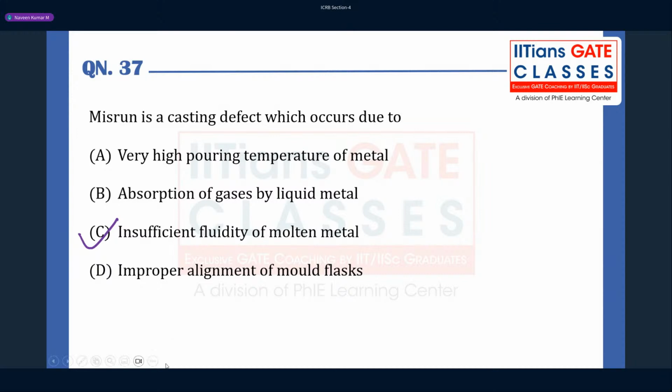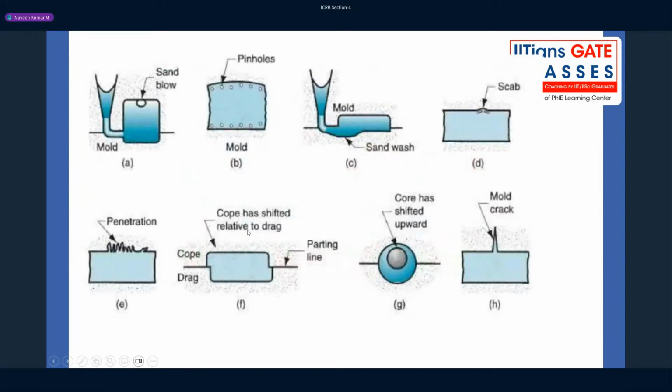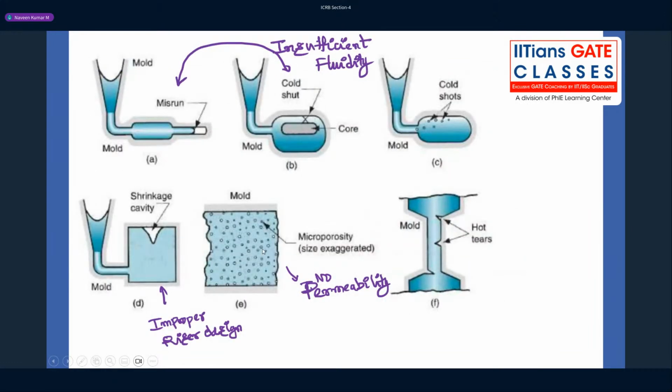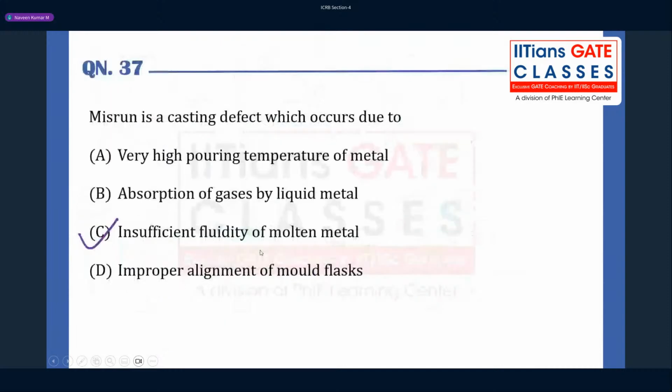Okay. Misalignment of the mold flask will give you that defect. And if absorption of gases is not happening properly, porosity will come. So that is the reason. But misrun and cold shut is another one where insufficient fluidity also comes. Cold shut is nothing but there is no proper fusion between the two liquid metal streams. Okay, good.